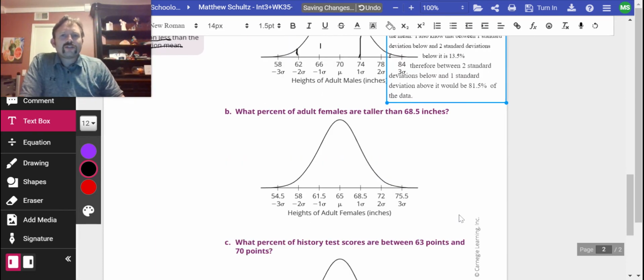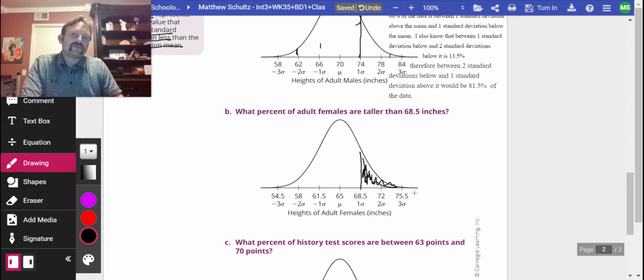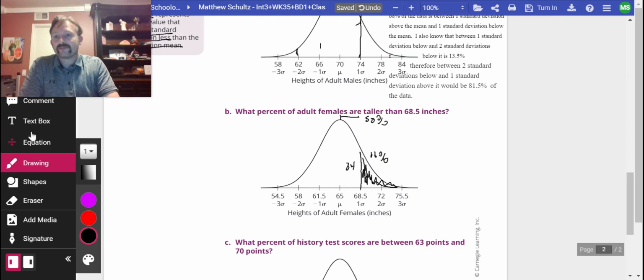So what percent of the adult females are taller than 68.5? Okay, well, looking at sigma, so there's the population. Let's continue. So we know it's 1 and above. So we have to figure out what's 1 and above. Well, I know that this is 50% of the population. I know between 0 and 1, it's going to be 34%. So I have to subtract it, and I will get 16%. All right, let's do our little typing then.